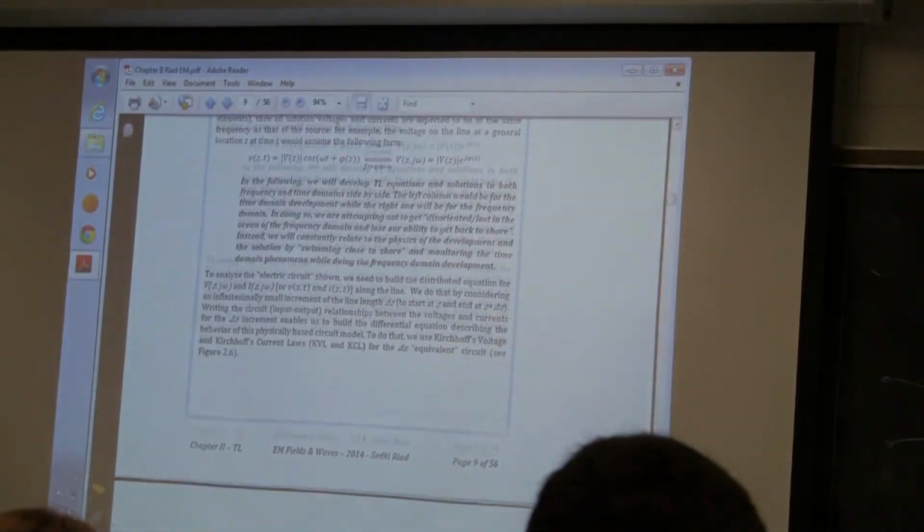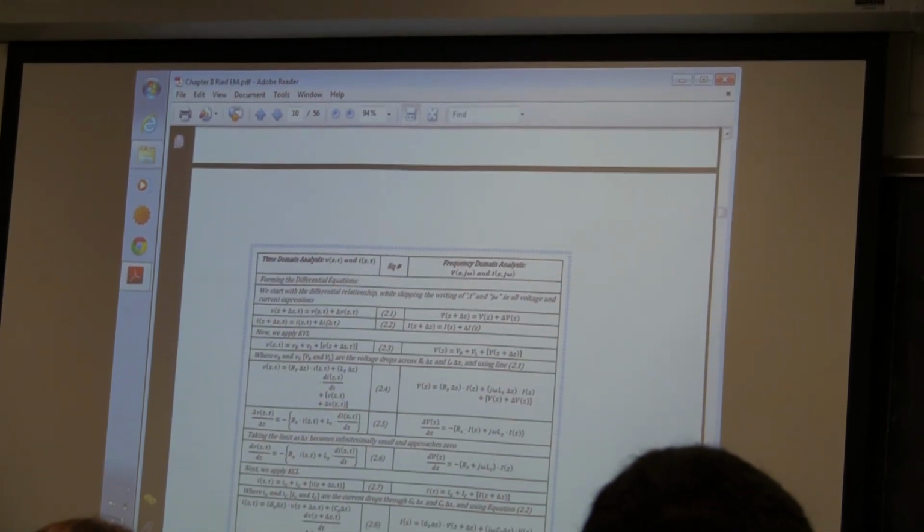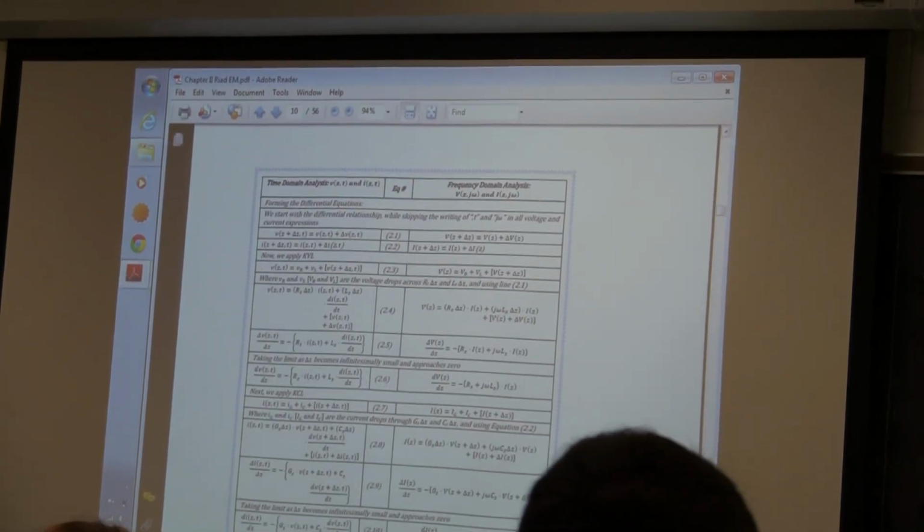And to write the equations again, we have two choices. Either we do a time domain language or frequency domain language.